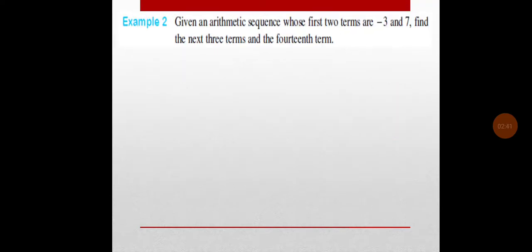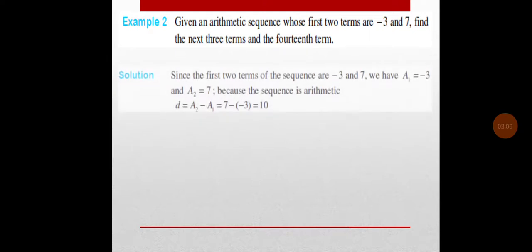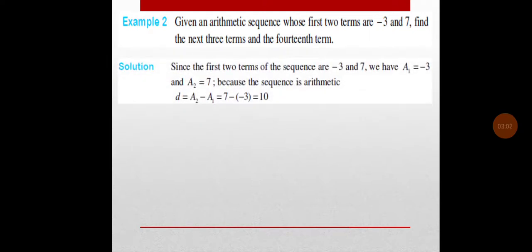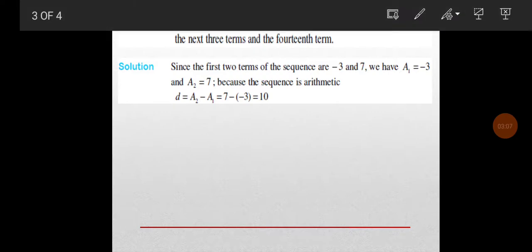The second example says, given an arithmetic sequence whose first two terms, that means the first term and the second term, are given to us here, -3 and 7, find the next 3 terms and the 14th term. First of all, since the first and second terms are given, we can find the common difference easily. The common difference will be the second term minus the first one. That means 7 minus -3, which will be added. Finally, it will be 10.